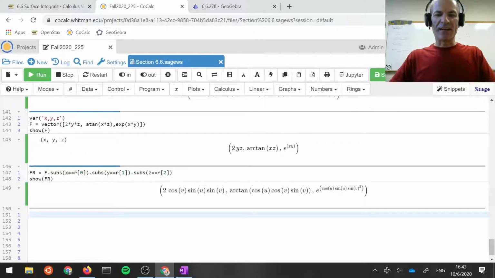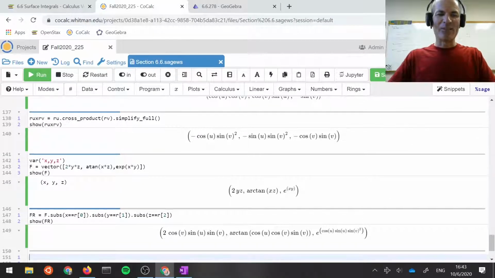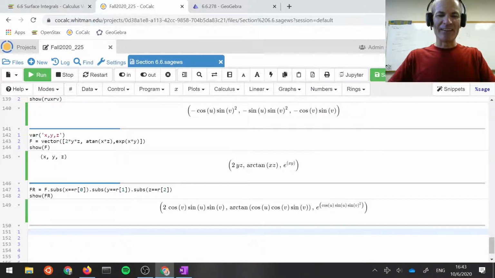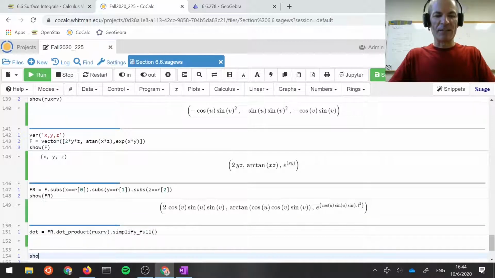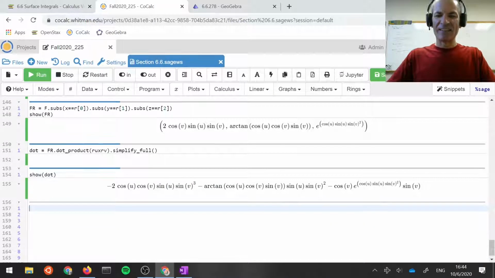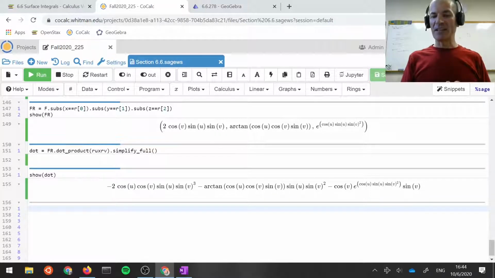Now, what if you wanted to dot that with r_u cross r_v? We can do that now. So let's do F r, I'll just call it dot product. Running out of variable names here. So let's do the dot product of F r with r_u cross r_v, and let's simplify that as much as we can. And let's show that. Okay, and now you're supposed to integrate that over the entire thing.